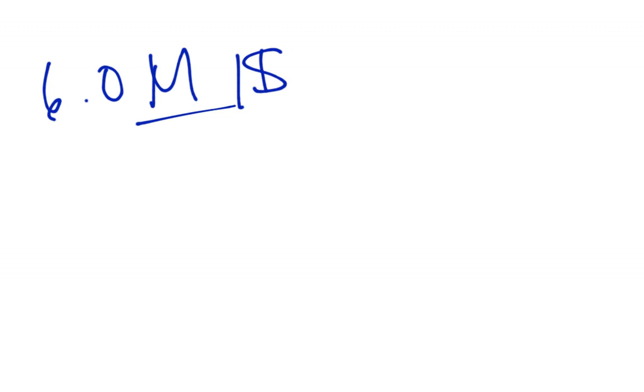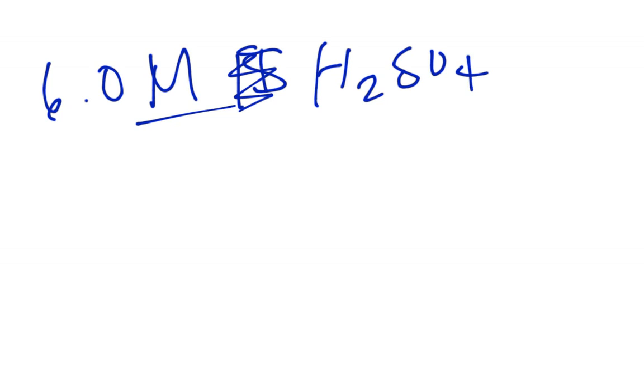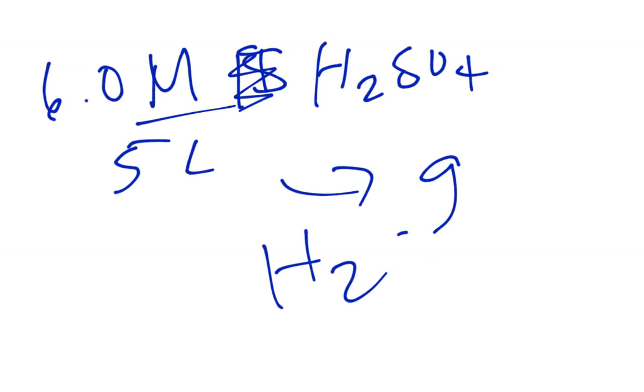All right, so we've got this moles per liter. Whenever we're talking about molarity, we've got moles per liter. How they would give this to you is something like: if you have a 6.0 molar solution of H2SO4, this capital M is molarity, and you have 5 liters of that. How many grams of H2SO4 do you have? Okay, well, we would set that up.